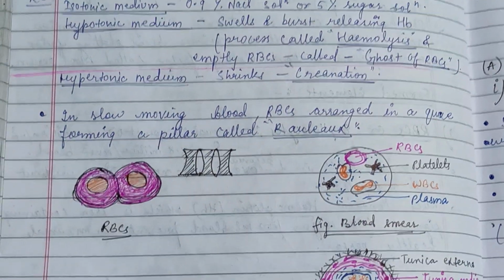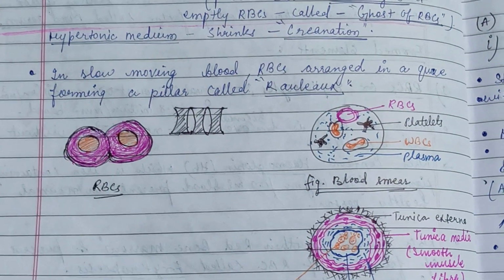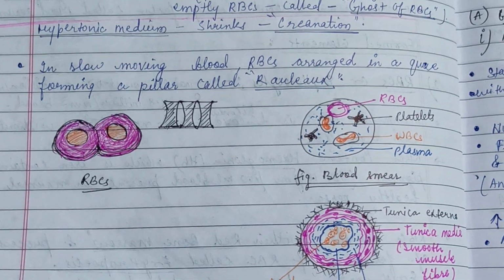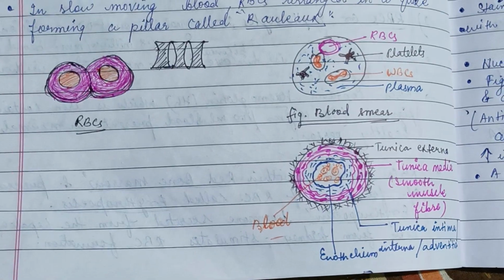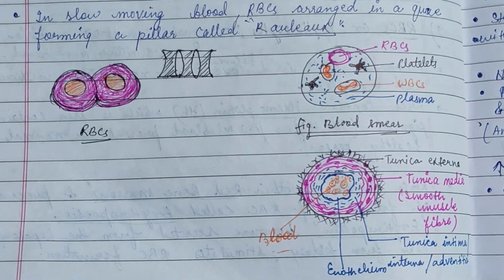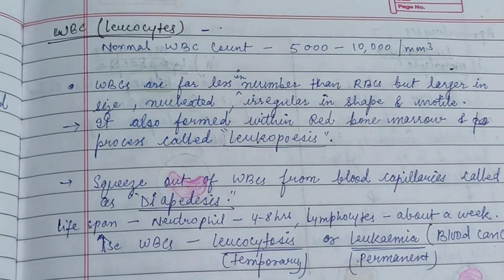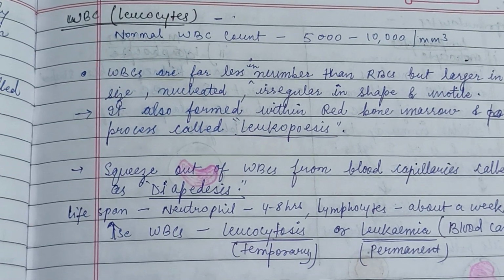Hypertonic medium shrinks the RBC, called crenation, and the figure of the RBC is a concave-like structure. Here it is in a blood smear. Next is the WBC, also known as leukocytes.